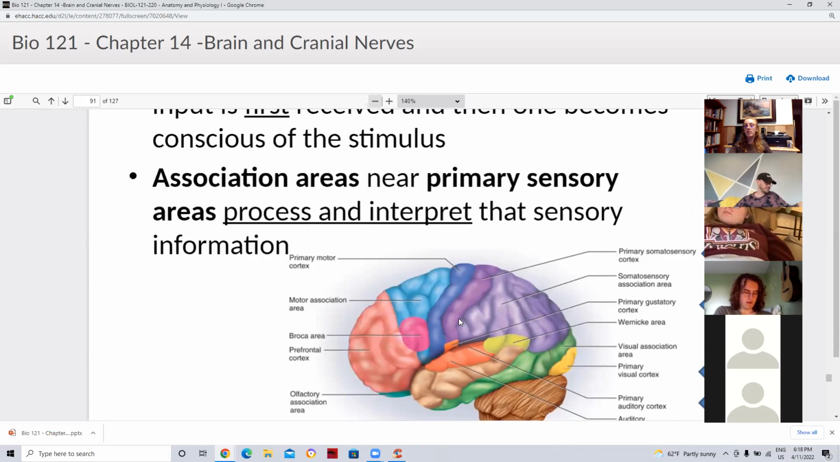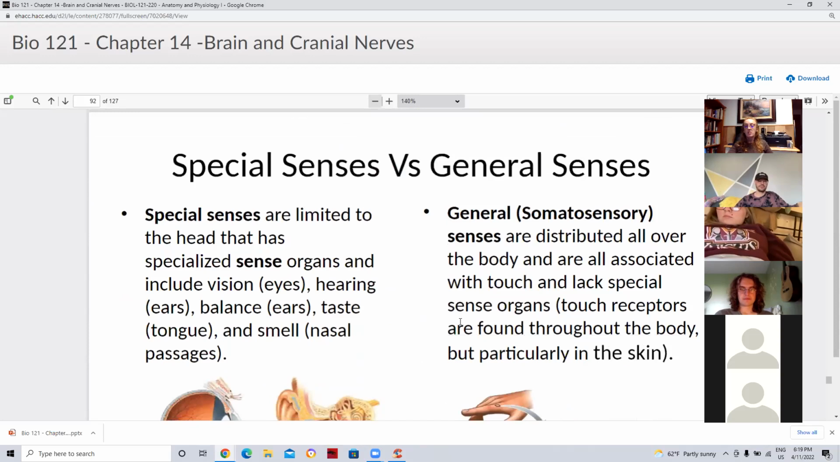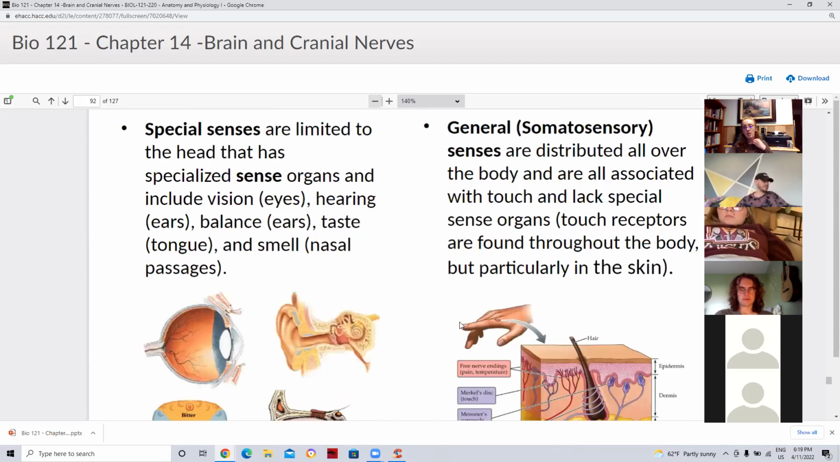So association areas that are near the primary sensory areas will process and interpret that sensory information. Special senses are limited to the head, which has sense organs that include vision, hearing, balance, taste, and smell. General somatosensory senses are associated with touch and anywhere that has a lack of special sense organs.